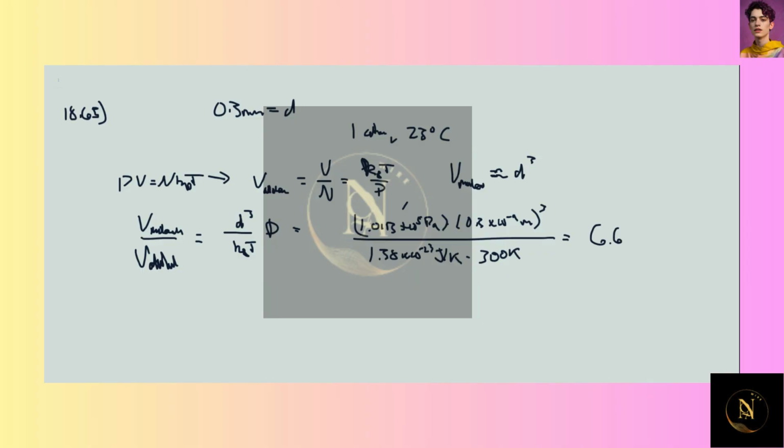Okay, so this comes out to be roughly 6.6 times 10 to the negative 4. If we put that in percentages, we multiply it by 100. So 6.6 times 10 to the negative 4 times 100 is 0.066%, or 0.07%.